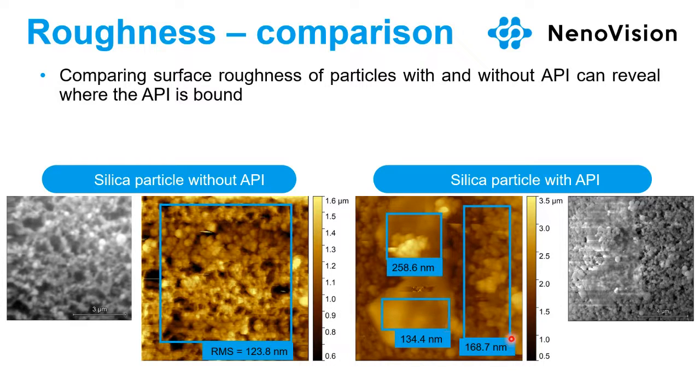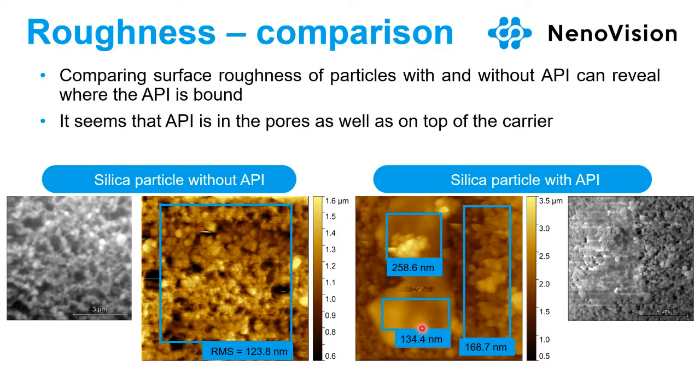But what we can see is that even on parts where at the beginning we thought there is nothing, there are pores, we found out that the roughness is higher. So what happened is that the active ingredient was bound in the pores, but also grew above it and created some clusters. It's also visible over here. So it seems that the active ingredient is in the pores, but also on top of the pharmaceutical carriers.